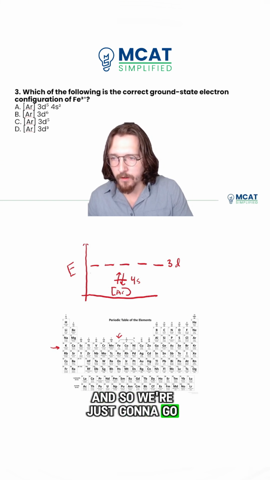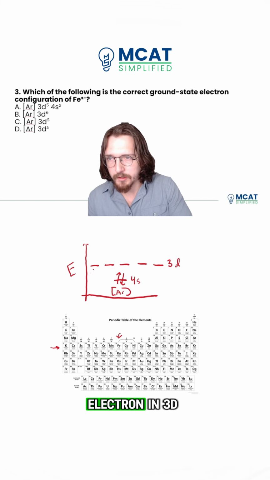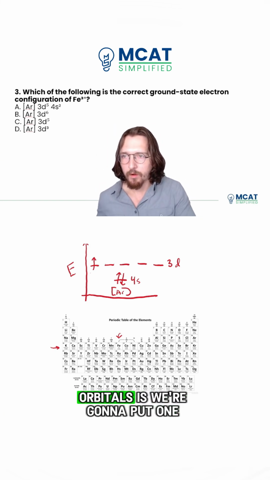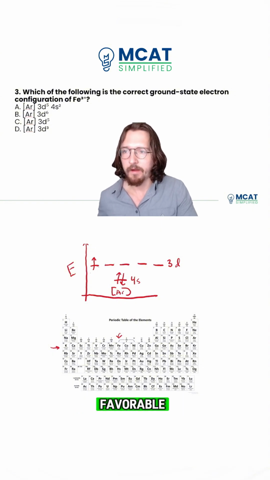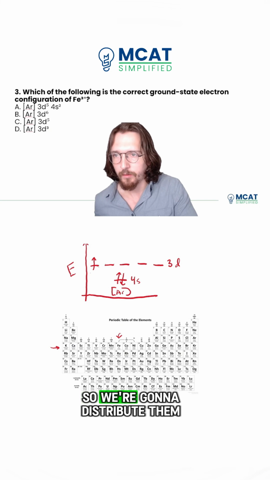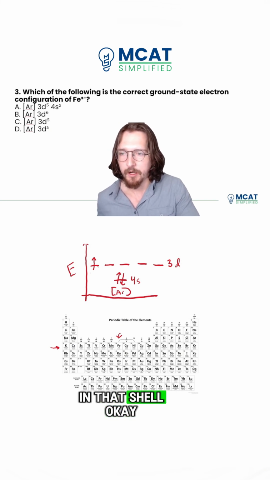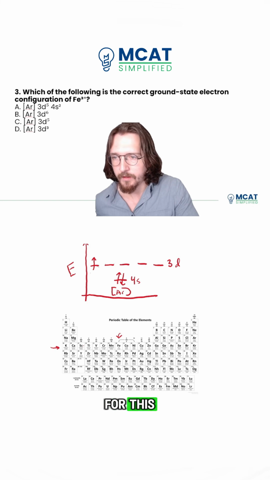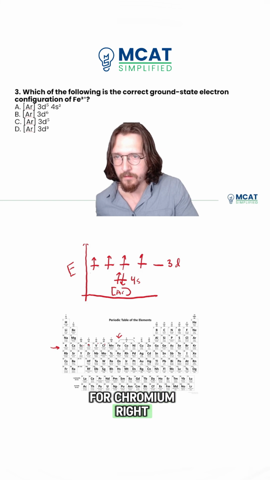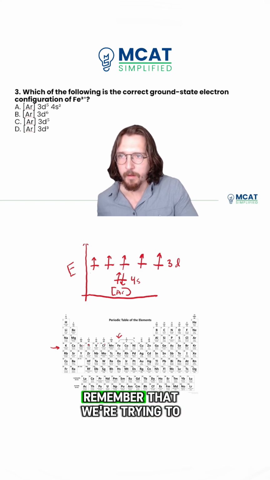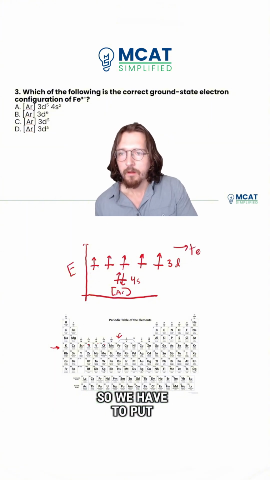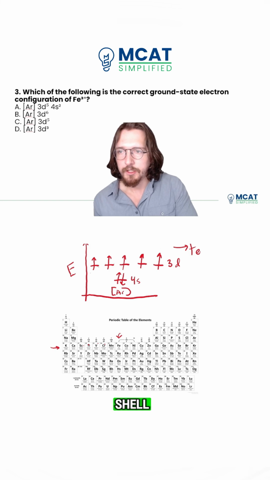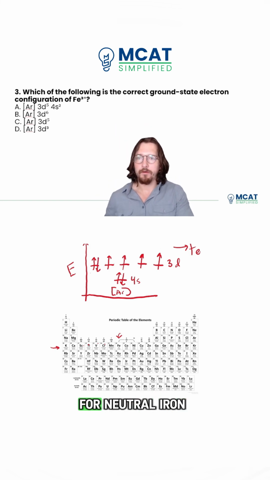So we go from scandium onwards, left to right, with an electron in 3d. The way we fill these orbitals is we put 1 electron in each orbital at a time before we start pairing them, because that's energetically favorable. If you pair them, there's more electron repulsion. So we distribute them through all the available orbitals in that shell: 1 electron for this, then another for this, then for this, then chromium, and then manganese. Then we get to iron. Remember that we're doing this for neutral iron, so we put a 6th electron into the 3d shell, and now we start pairing them. This is for neutral iron.